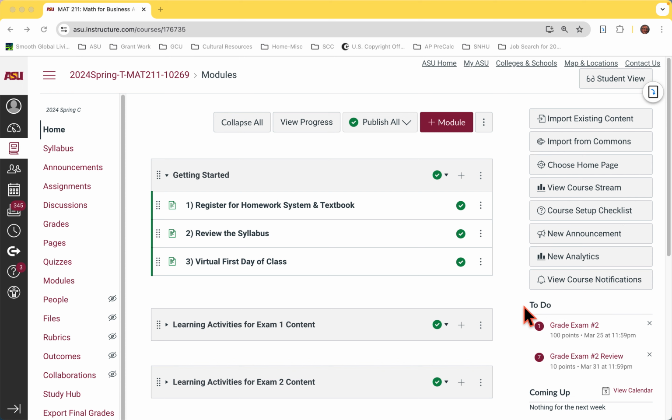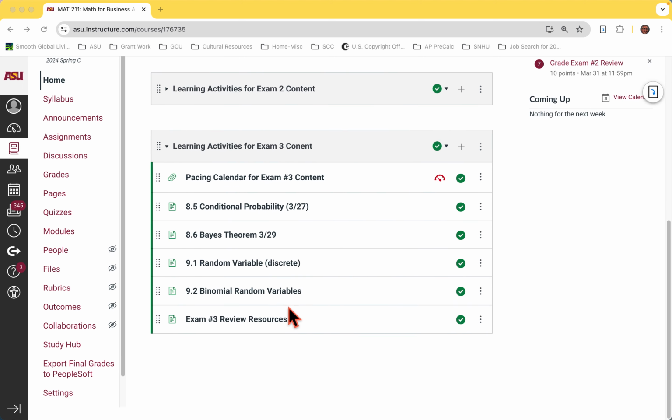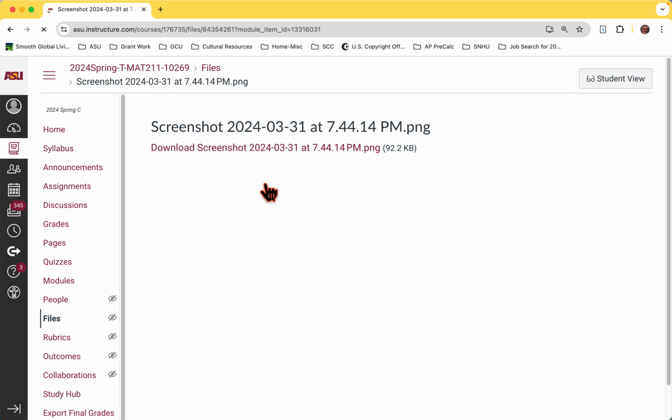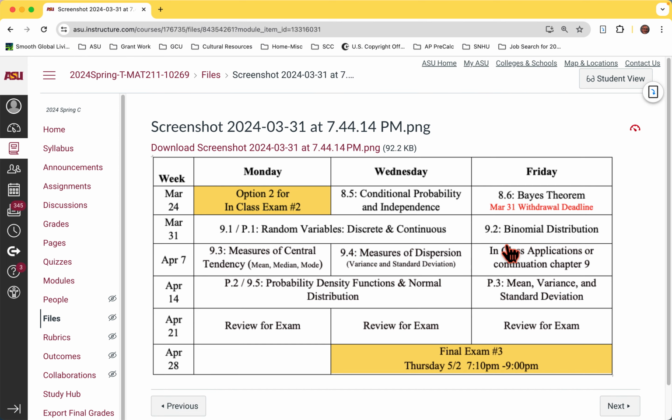So where we're at today is we're going to look at the binomial random variables, and we'll just take a quick peek at the pacing calendar to make sure we're on track. So that's this Friday. Oh, sorry. So we are here.